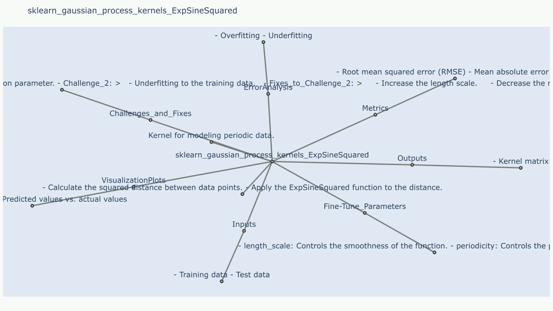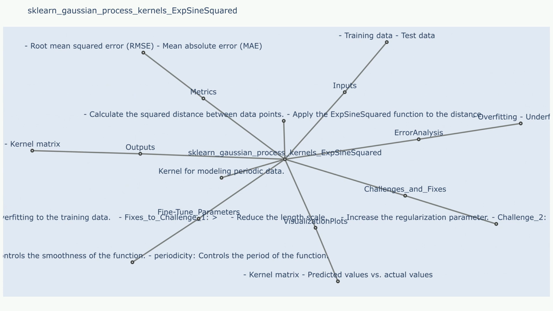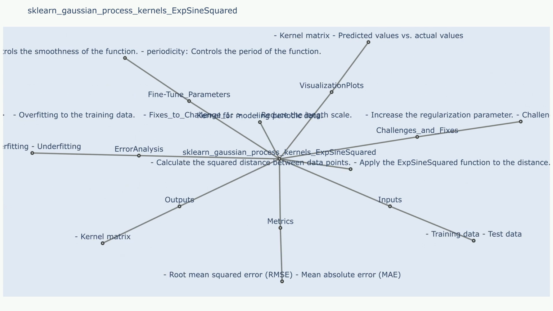Challenges and fixes. Challenge 1: overfitting to the data. Sample use case that resulted in challenge 1: if the length scale and period parameters are not chosen appropriately, the model may overfit to the training data and fail to generalize well to new data. Fixes to challenge 1: use cross-validation to tune the hyperparameters of the kernel. Consider using a regularization term in the Gaussian process to penalize complex models and prevent overfitting.